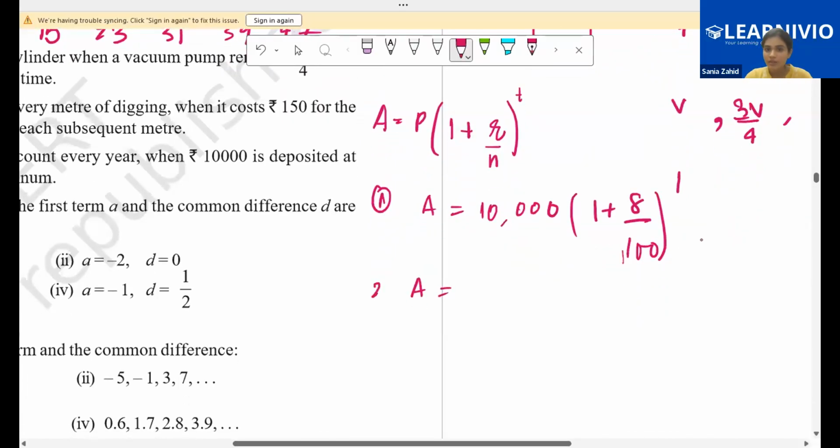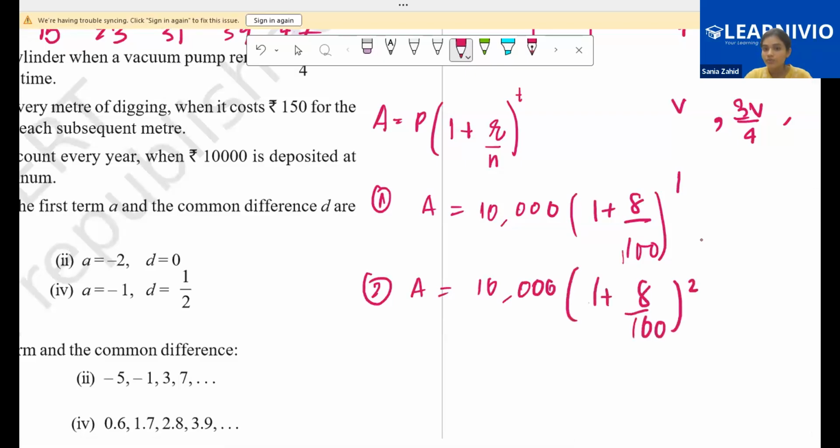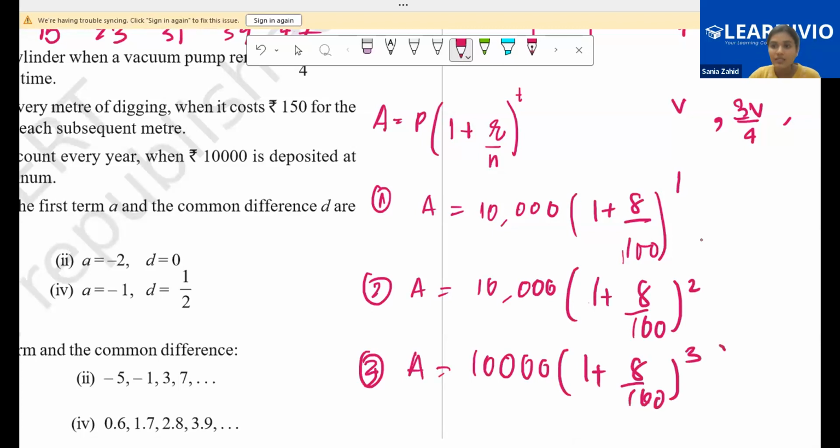And now for the second one, the amount is equal to 10,000 into 1 plus 8 by 100 power 2. The third one, amount is equal to principal into 1 plus 8 by 100 power 3. Now you clearly see this is not arithmetic progression. It is exponentially increasing because it has a power of 1, 2, 3, 4, and so on. So it's not arithmetic progression.